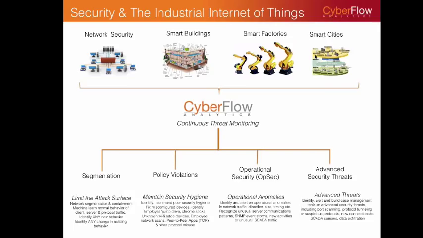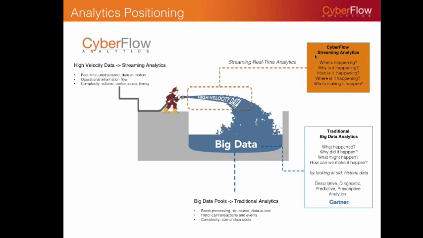Cyberflow Analytics has created anomaly detection solutions that look at network traffic in order to find something that's just not normally seen inside the network, and potentially an adversarial threat. There's a lot of activity, we all know, in the network, and network security, and smart buildings, smart factories, and smart cities. And in order to look at all that traffic, we need some kind of continuous threat monitoring to look for policy violations, operational security anomalies, and advanced security threats.